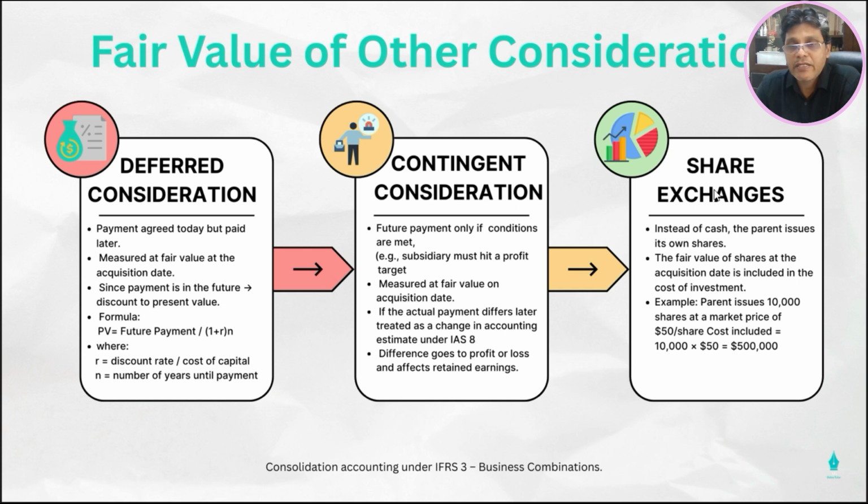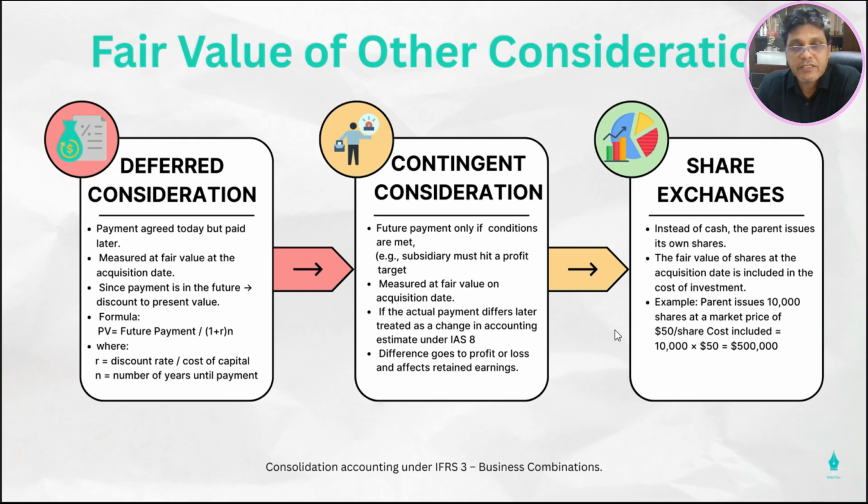And finally, the share exchange. Instead of cash, the parent issues its own shares. The fair value of shares at the acquisition date is included in the cost of investment. So in this case also, when you calculate the share exchange, you need to identify the fair value. For example, parent issues 10,000 shares at a market price of $50 per share. So the investment cost will include 10,000 times $50. The total will be 500,000.